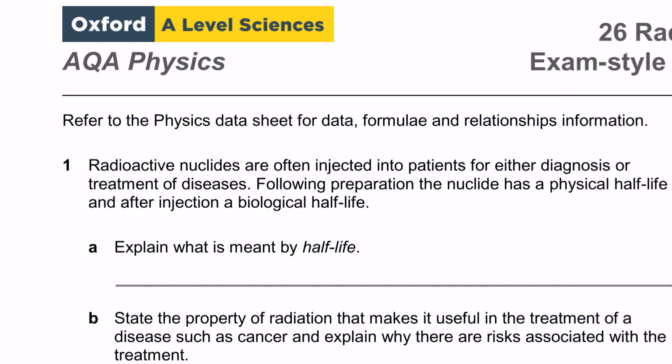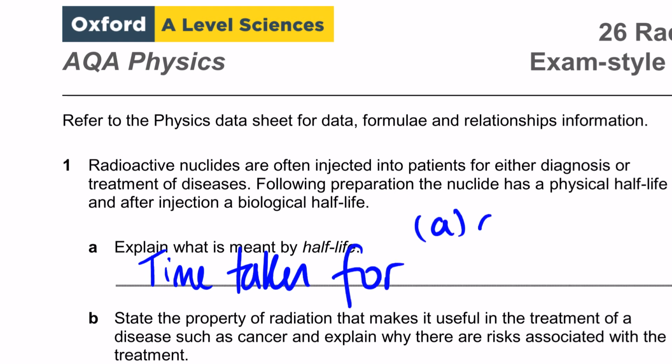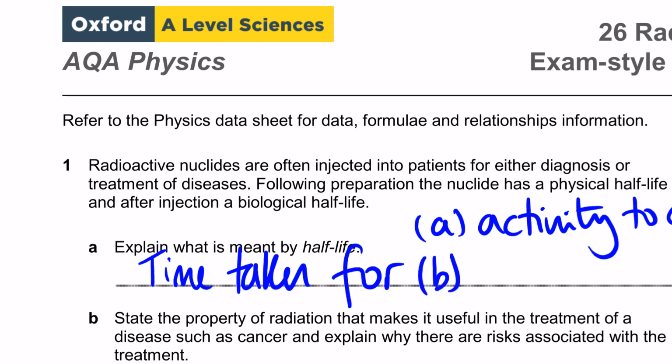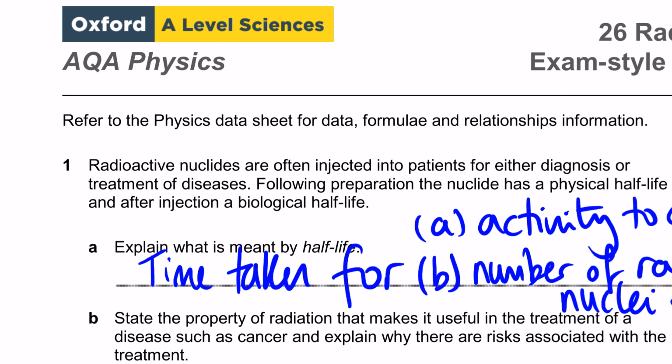This is really simple. You've got two options. It's the time taken for either the activity to drop by half or the number of nuclides, so radioactive nuclei, to drop by half. Both are acceptable. Effectively, your activity would halve if you had half the number of nuclides.